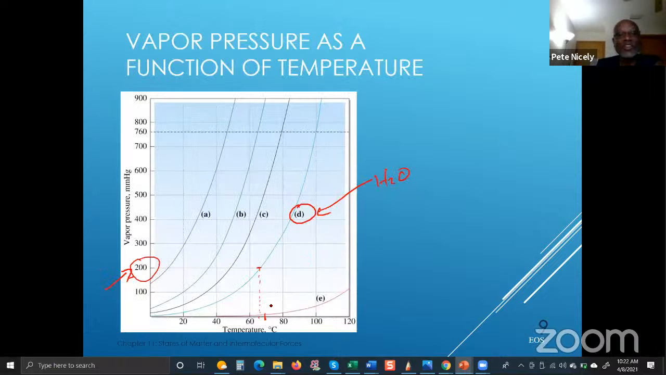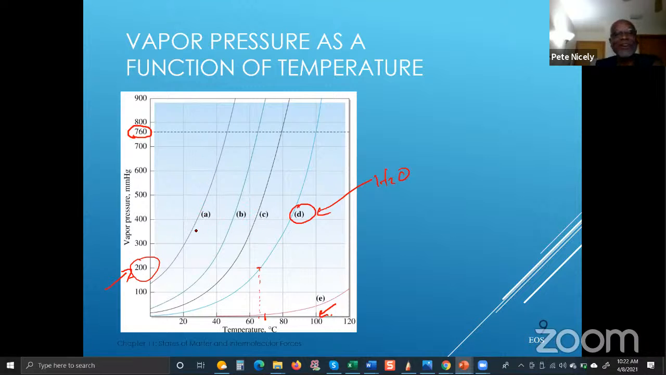So in terms of the normal boiling point, remember the normal boiling point would be the temperature at which the vapor pressure is equal to 1 atmosphere, which is 760 torr. So based on this diagram right here, we can see that the normal boiling point of water is 100 degrees Celsius. And you can apply the same idea to all the other liquids whose curves are shown here.